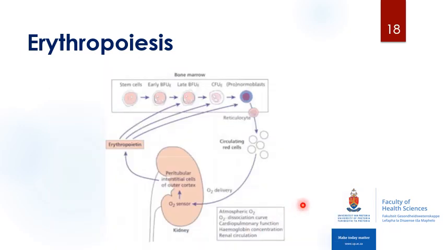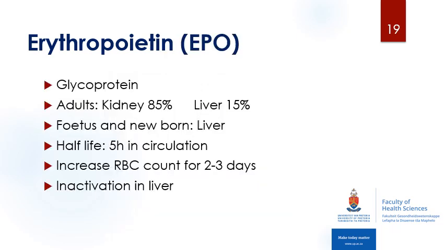So as I mentioned, it's the low level of oxygen that will stimulate your kidneys to produce erythropoietin, and erythropoietin will act at the later stages of your stem cell differentiation. So as your stem cell is in a late stage of differentiation, it will also stimulate your pronormoblast to become a reticulocyte, which will then become a circulating red blood cell. So EPO is a glycoprotein, which just means that it's a protein that has some carbohydrate groups attached to it.